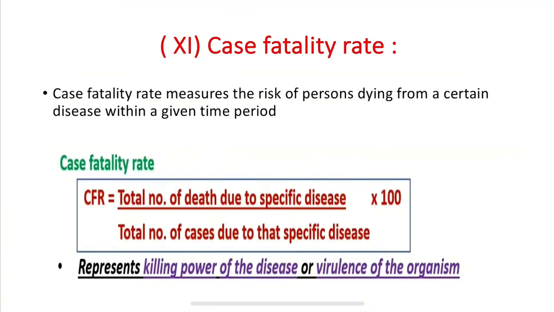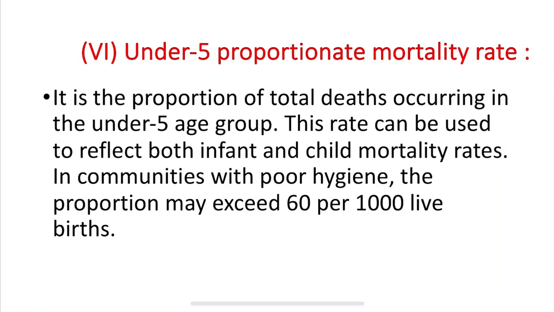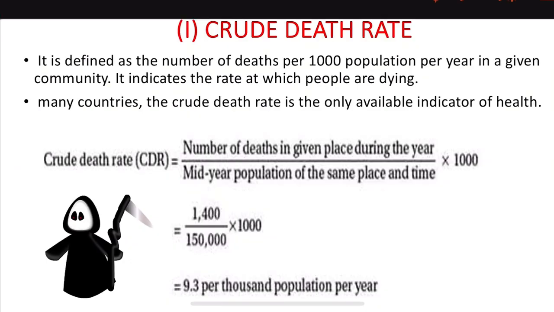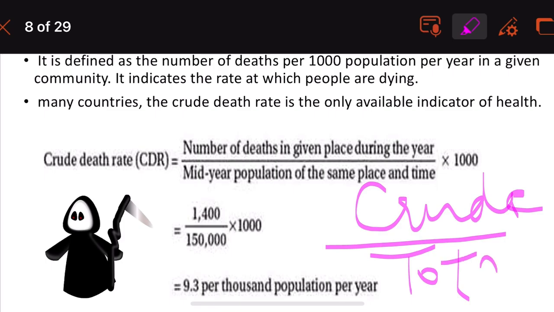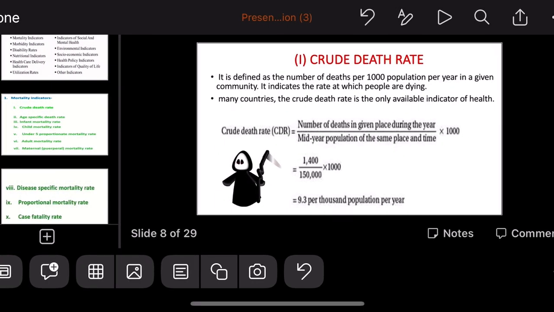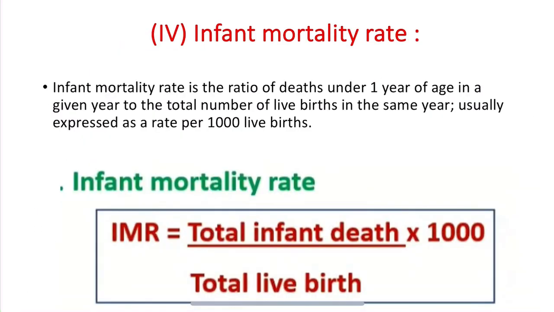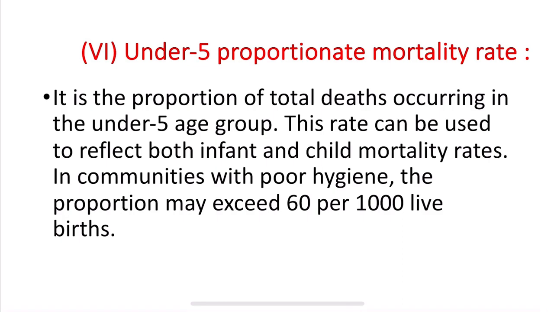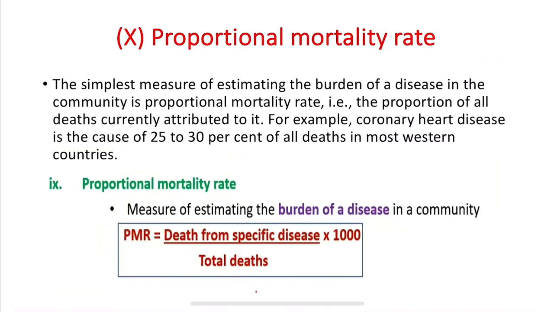So we are done with the mortality indicators. To recall, we have case fatality rate, proportional mortality rate, disease specific mortality rate. It's better I go from the start, you will get better clarity. We have crude death rate, in which the total is considered, irrespective of the gender, age and everything. Expectation of life is the life expectancy of the individuals in the community. Age specific includes infant, then child, then under 5, which includes both infant and children, adult, maternal, disease specific, proportional. You can write everything.